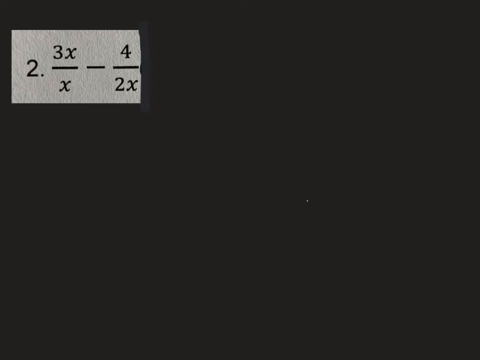Alrighty, let's take a look at this question. We have 3x over x minus 4 over 2x. And we're asked to simplify this, which means, with that minus sign in between, that we need to add or subtract these two fractions. Now, to add or subtract fractions, we're going to need a lowest common denominator.